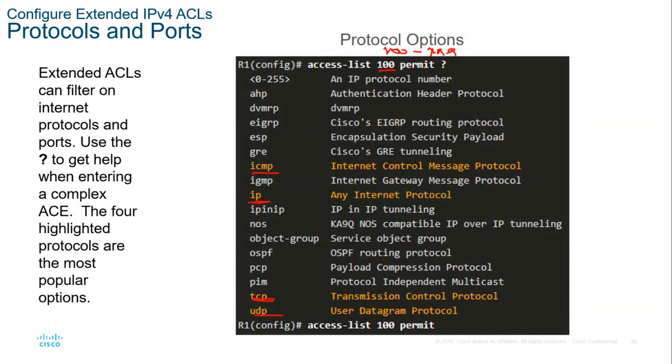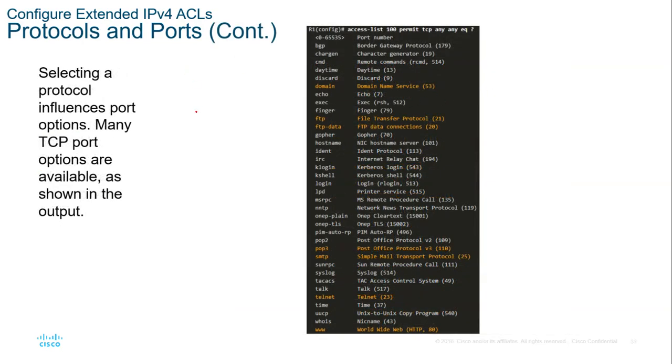With this one, we can use protocols and port numbers; use the question mark to get help on this. The 4 highlighted protocols are the most popular options. Selecting protocols influences the port options. In some scenarios, if you select a protocol, then you'll be forced to go with the port number. So here we have some protocols with the port number. This is the domain, where we have the domain name, which is 53. We have FTP data.